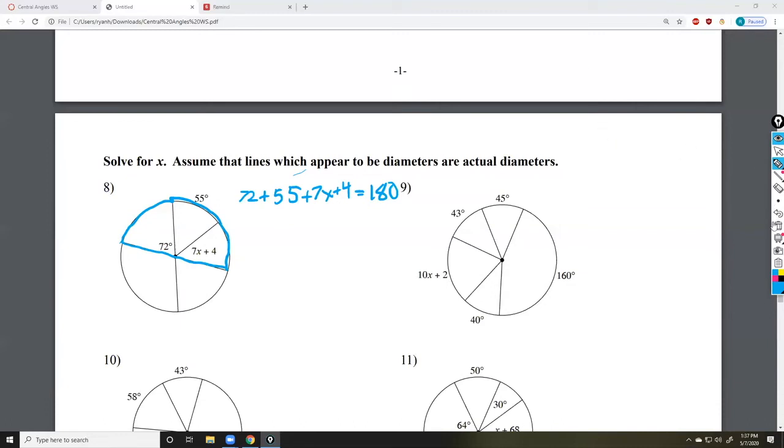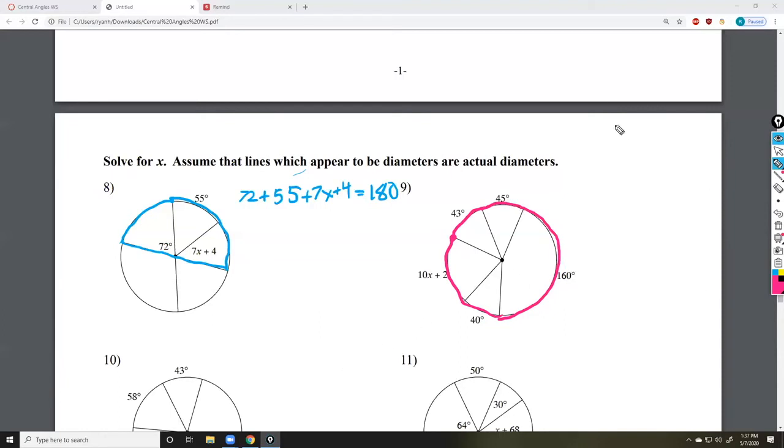Now, over on number 9, let's trace out the things that we know. And we can start anywhere. I'll start here and work clockwise around. We've got a 43 here. We've got 45. And we've got 160. We know that. We know the 40. And we are trying to find the 10x plus 2. And we have traced all the way around the circle.